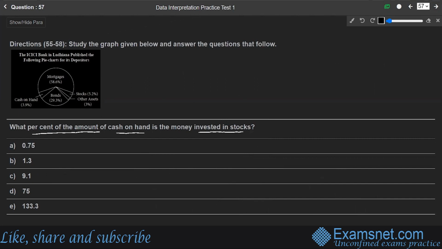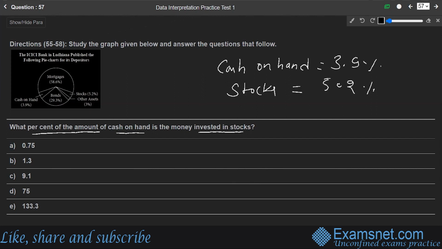So let us find out. He's saying the cash on hand is what percent of the stock. The cash on hand value has been given in the pie chart as 3.9%, and the money invested in stocks has been given in terms of percentage as 5.2%. So clearly we are supposed to find out 3.9% is what percent of 5.2%. How can we find it out? 3.9 is what percent of 5.2. So 5.2 becomes the denominator, 3.9 becomes the numerator into 100%.